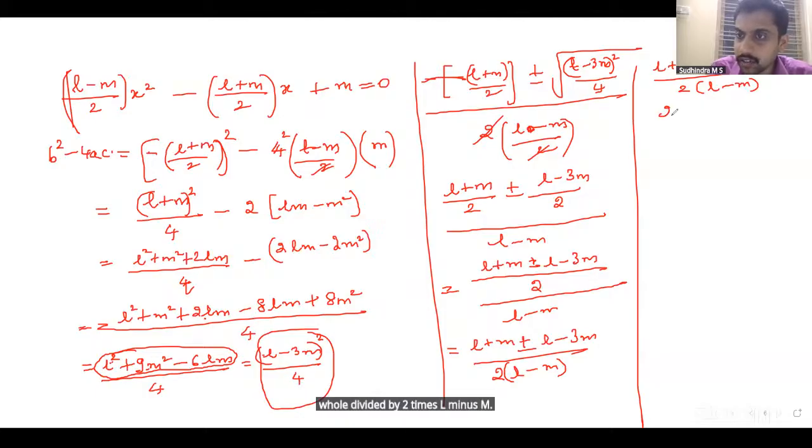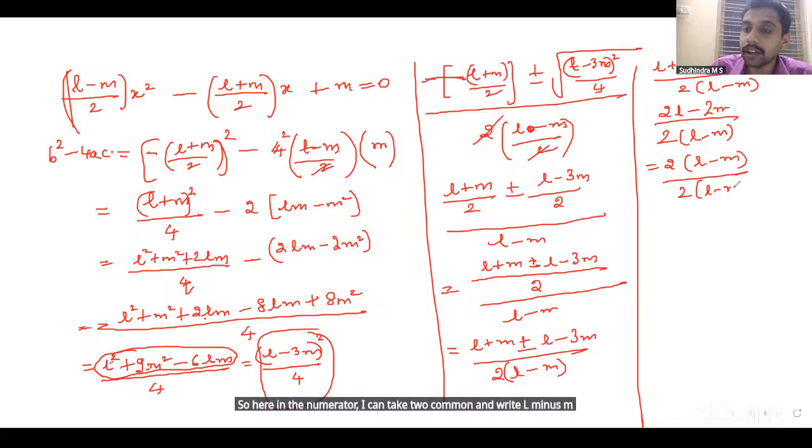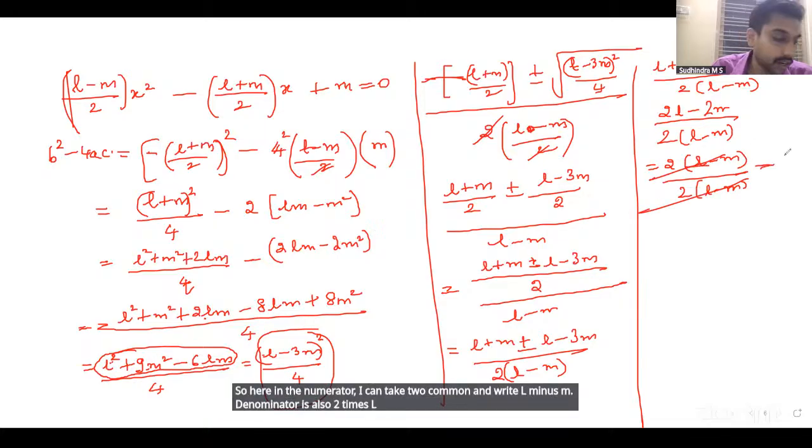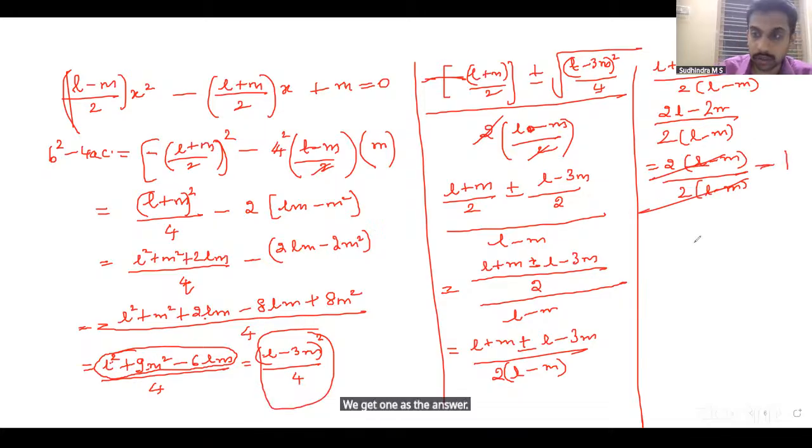L and L is 2L, m minus 3m is minus 2m, right? Divided by 2 times L minus m. So here in the numerator, I can take 2 common and write L minus m. Denominator is also 2 times L minus m. We get 1 as the answer, 1 as the root.